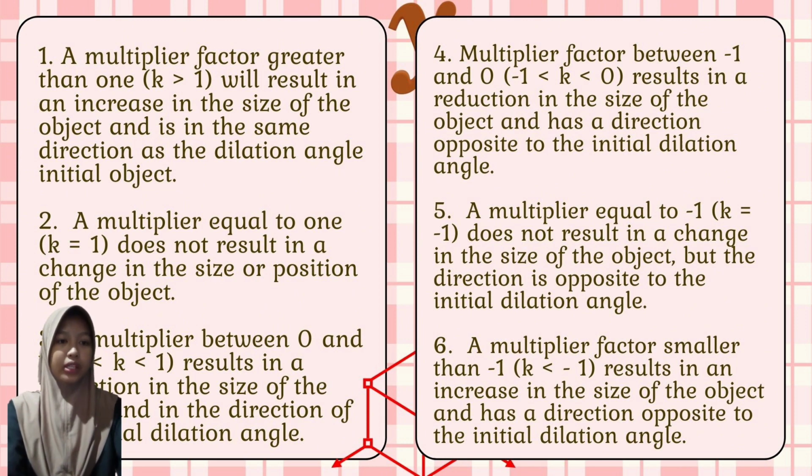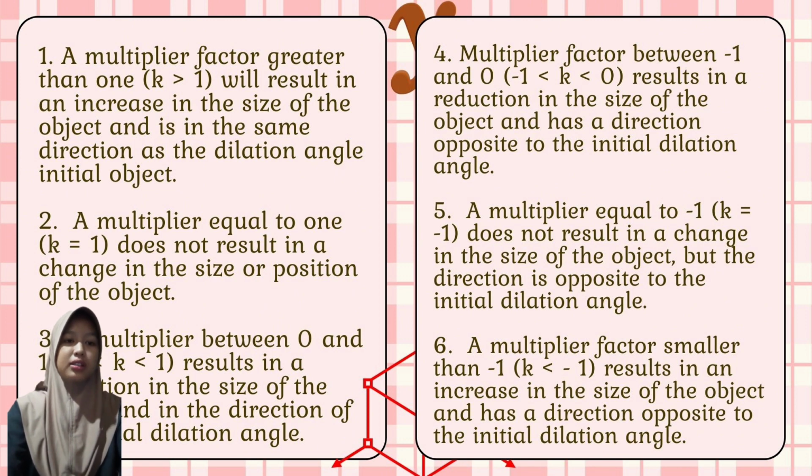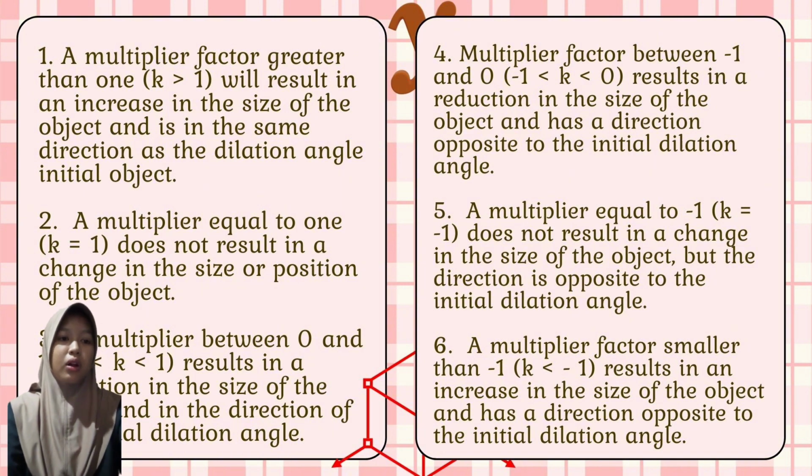Number 5. A multiplier equal to minus 1, or k equal to minus 1, does not result in a change in the size of the object, but the direction is opposite to the initial object. Number 6. A multiplier factor smaller than minus 1, or k smaller than minus 1, results in an increase in the size of the object and has a direction opposite to the initial object.